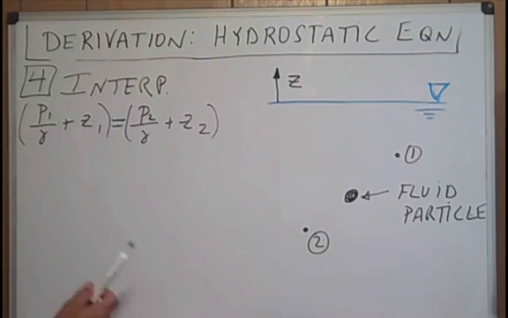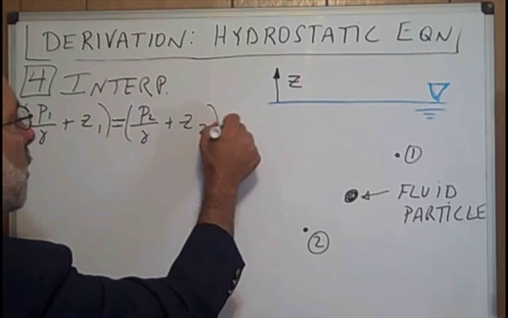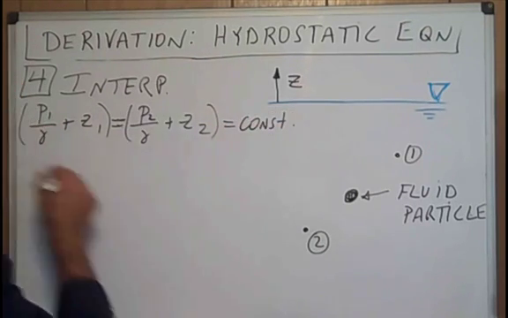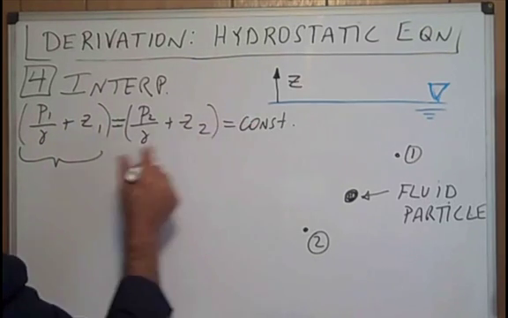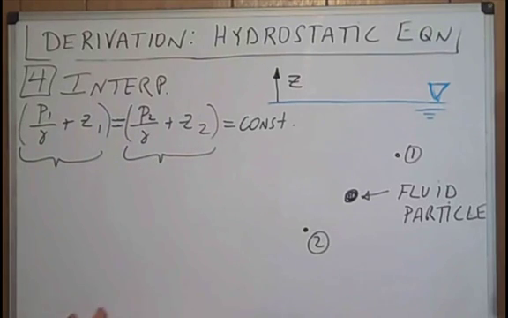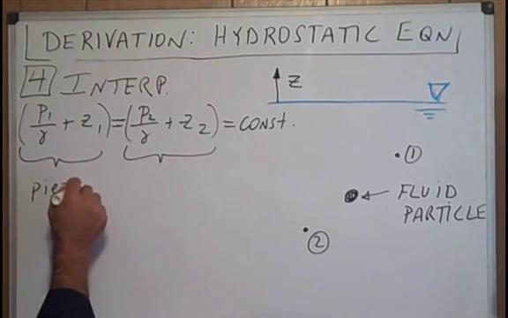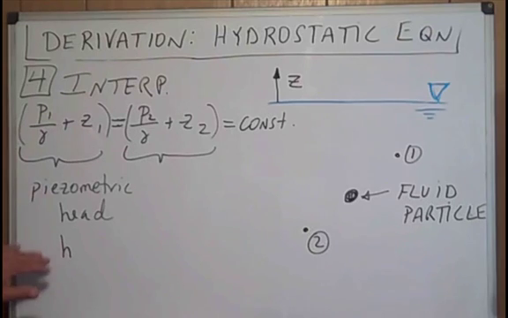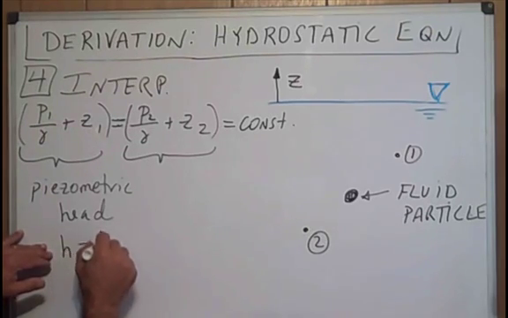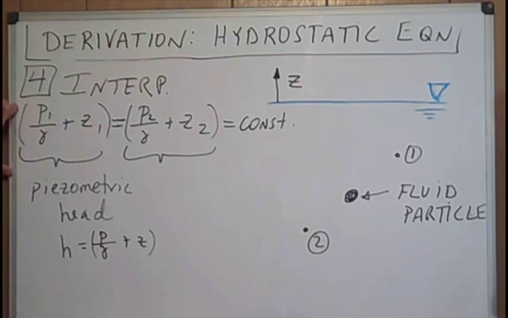Step 4, interpretation. Here's the hydrostatic equation, and points 1 and 2 are arbitrary, so we could have picked any points, but what we have here is a constant. And so we can see that this collection of terms equals this collection of terms, which is equal to a constant. So regardless of what points we pick in the body of fluid, this collection of terms is constant. And we call this collection of terms piezometric head. It's given the symbol H. In other words, H is defined as P over gamma plus Z.